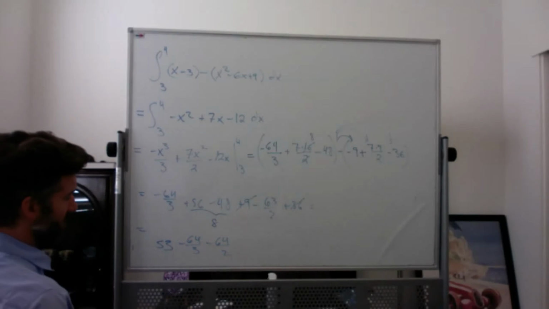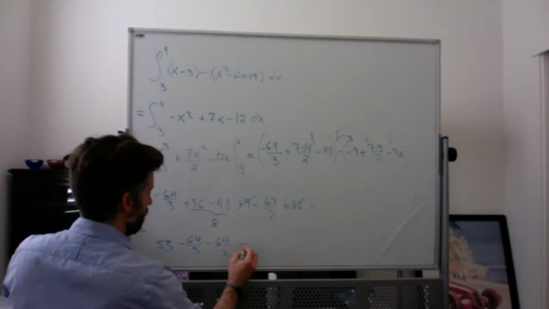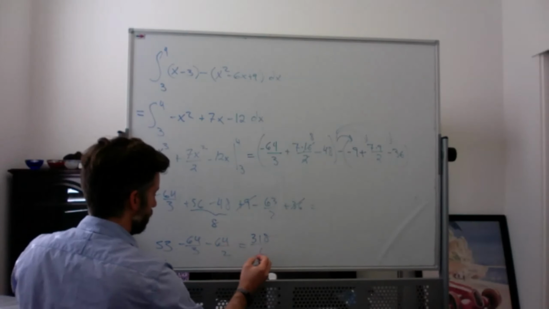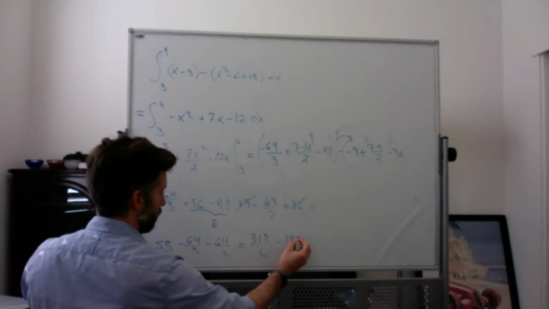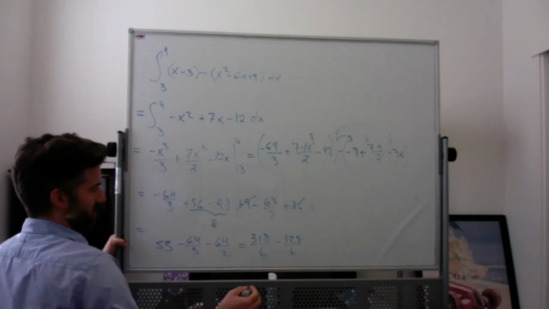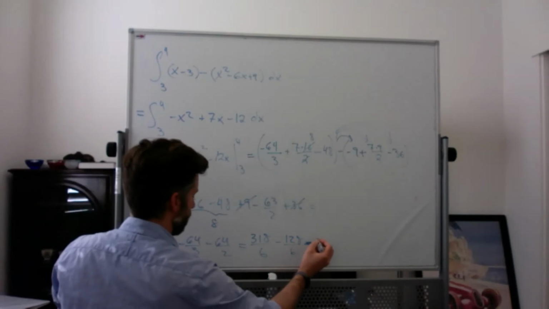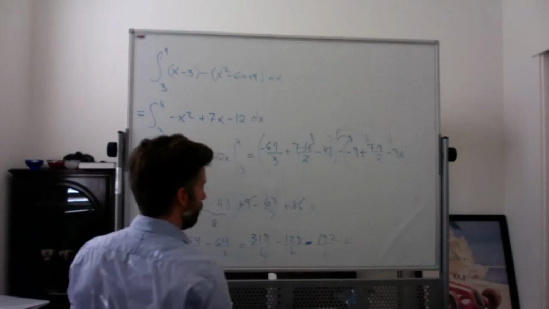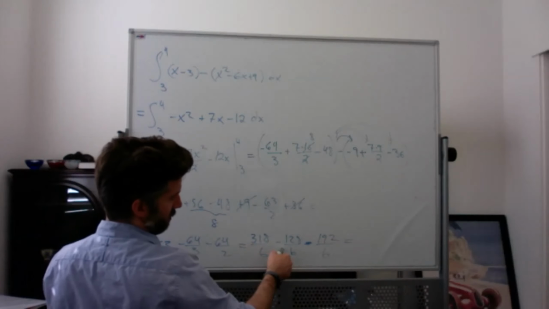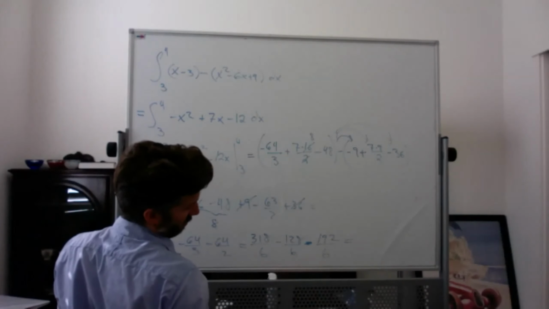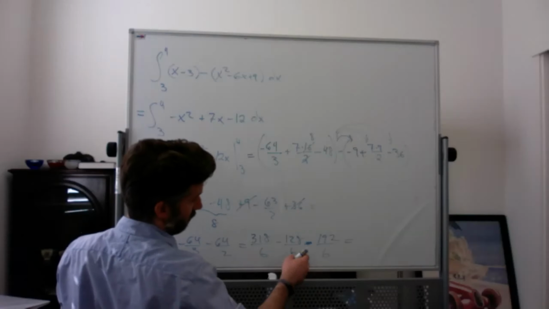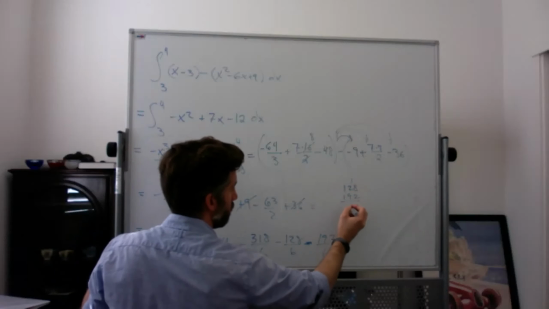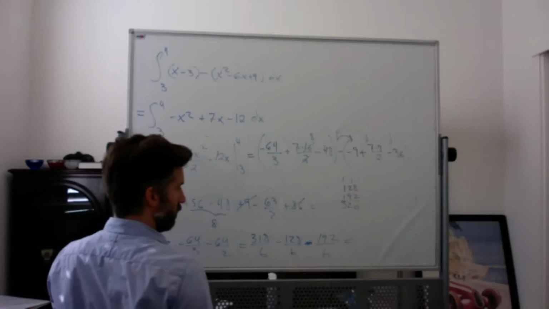So then you probably have to get the common denominator of 6. So multiply this by 6 over 6, you get 318 over 6. Multiply this by 2 over 2, you get minus 128 over 6. Multiply this by 3 over 3, you get minus 192 over 6. And then you put it all together, and 318 minus 128 minus 192 is something. I don't know, let's see. 128 plus 192 is 320.